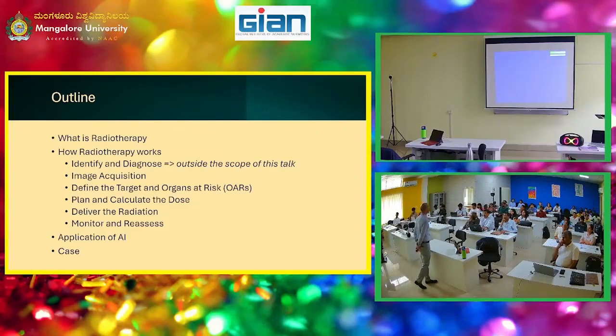That's diagnosis, right? So that's exactly what we talked about this morning, how do you detect and delineate the tumor. But what we're going to talk about now is image acquisition, which is a CT. It's that easy. How we define the organs at risk. Then calculate the dose, meaning how much radiation is required to do the treatment. Deliver the radiation, of course, which you'll think, that's so easy. No, it's not. And then monitor and reassess afterwards, right?